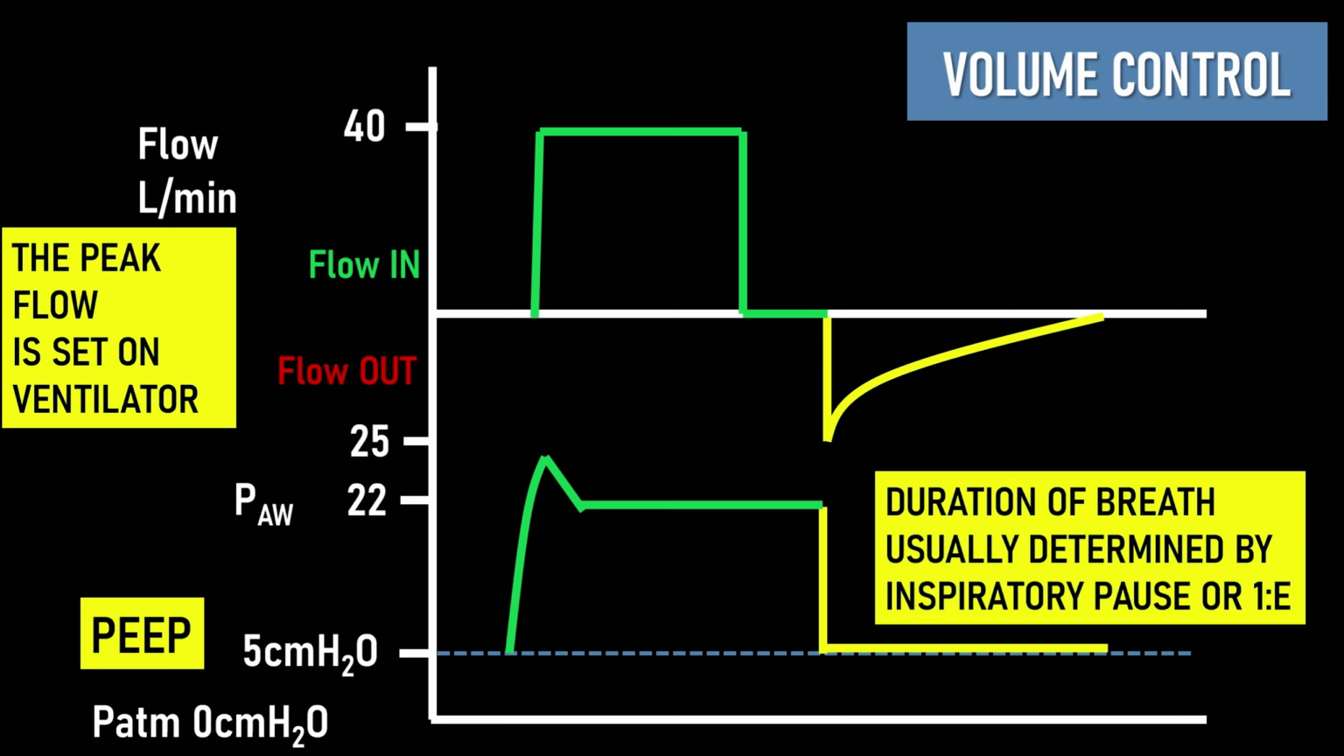The pressure waveform looks like a shark's fin with a peak and a plateau pressure. In this situation, the peak pressure is 25 centimeters of water and the plateau pressure is 22. The peak pressure reflects the pressure within the major airways, and the plateau pressure, the pressure within the alveoli. The pressure we are interested in is the plateau pressure, and we don't want that to exceed 30 centimeters of water.